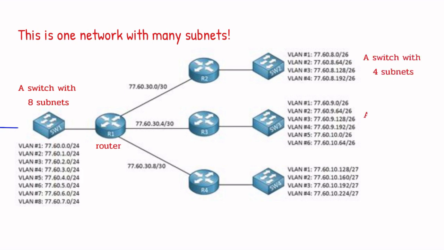Why do we subnet? Well, subnetting allows us to efficiently manage our IP addresses, making networks more organized and secure. By dividing a large network into smaller, easier to manage subnetworks, we can enhance performance, reduce congestion, and bolster security measures. Imagine your network as a house.